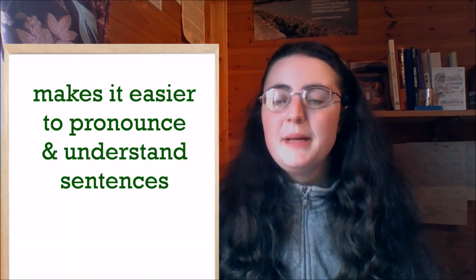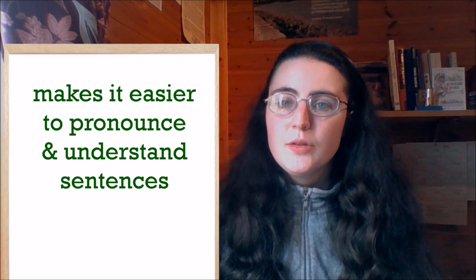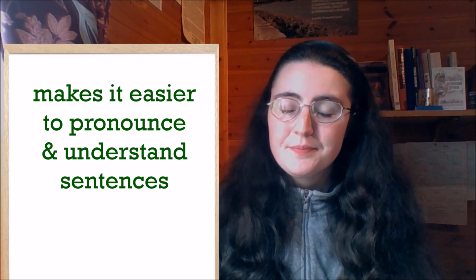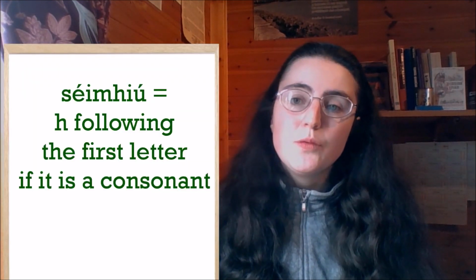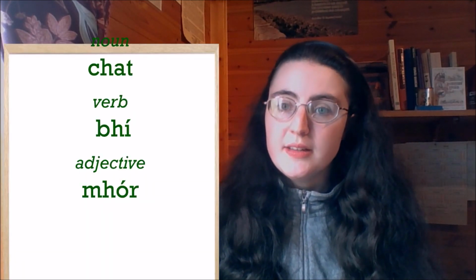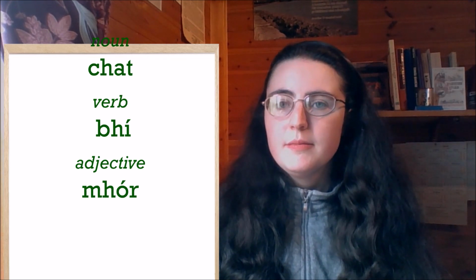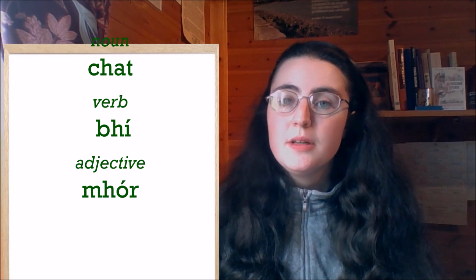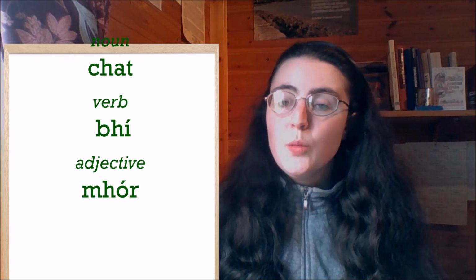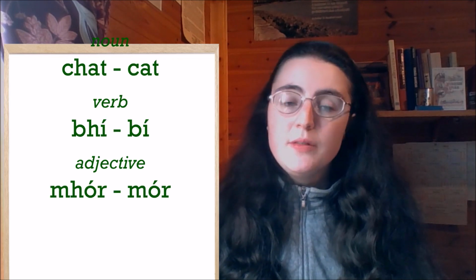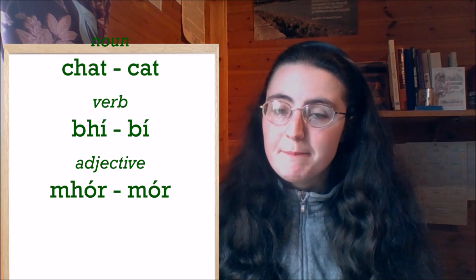Now let's get into what it means. Its function is to make speaking easier, and it also makes sentences more precise. Séimhiú or lenition is indicated in modern day Irish with a letter H after the first consonant of a word. If you see a word with a H following the first consonant, such as a noun, chat, a verb, bhí, or an adjective, bhán, and you want to find out what the word means, remove the H before looking up the word in the dictionary.